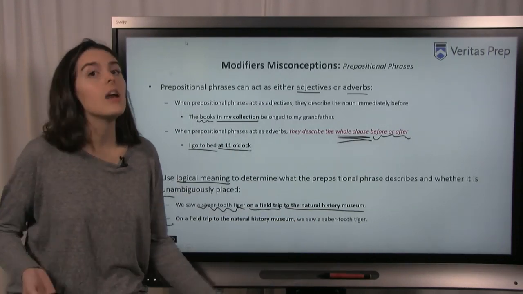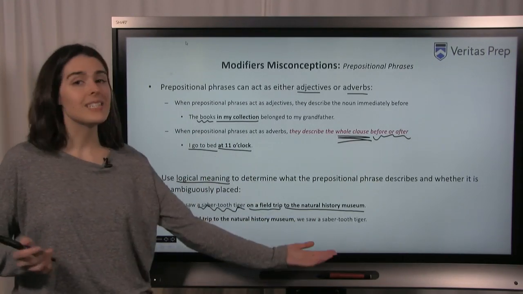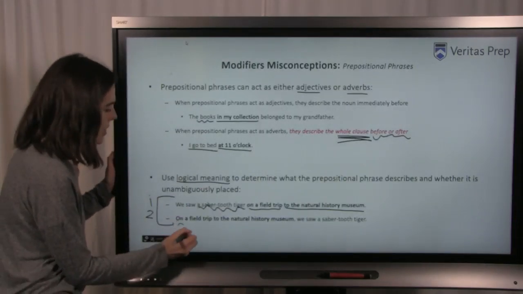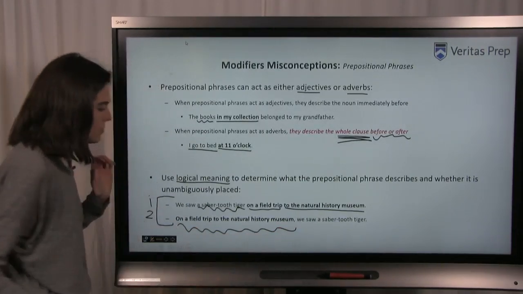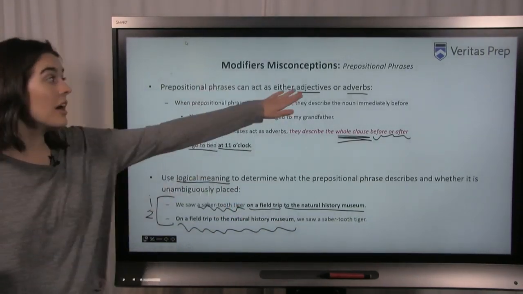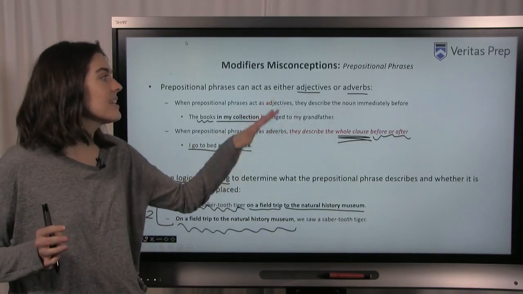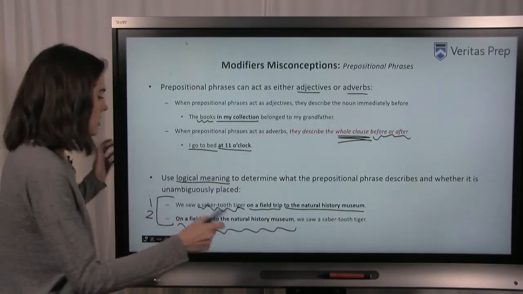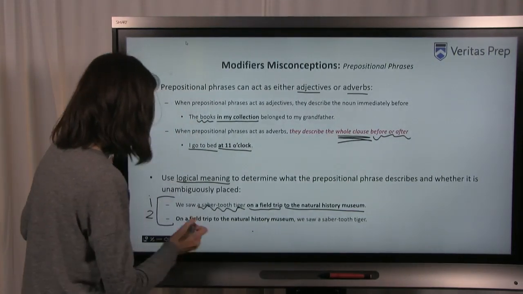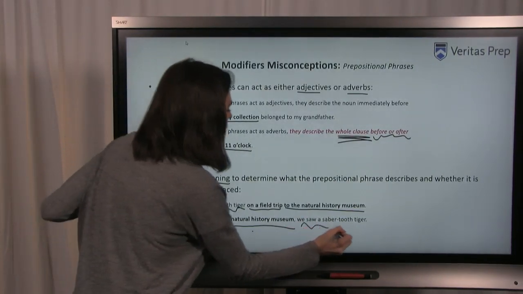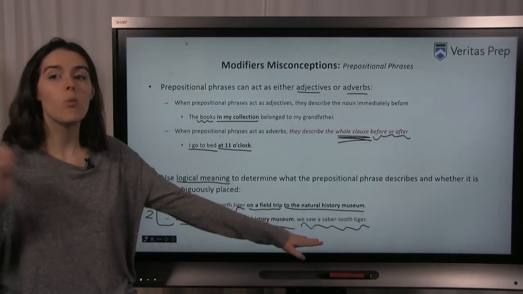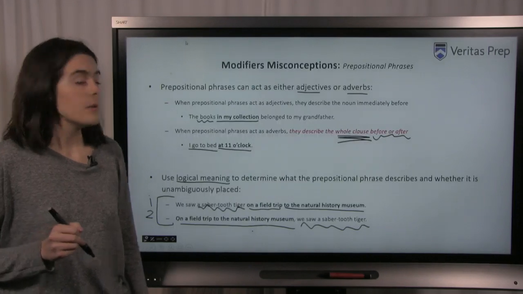this is okay. However, what two does is it eliminates any ambiguity. We're going on a field trip to the Natural History Museum. It's at the beginning of the sentence, so we know it's not describing a noun. It's not acting as an adjective. It's acting as an adverb. So it's describing, oops, gonna underline that, not squiggly. It's gonna describe this whole thing. We saw a saber-toothed tiger. So it's describing where we saw it.